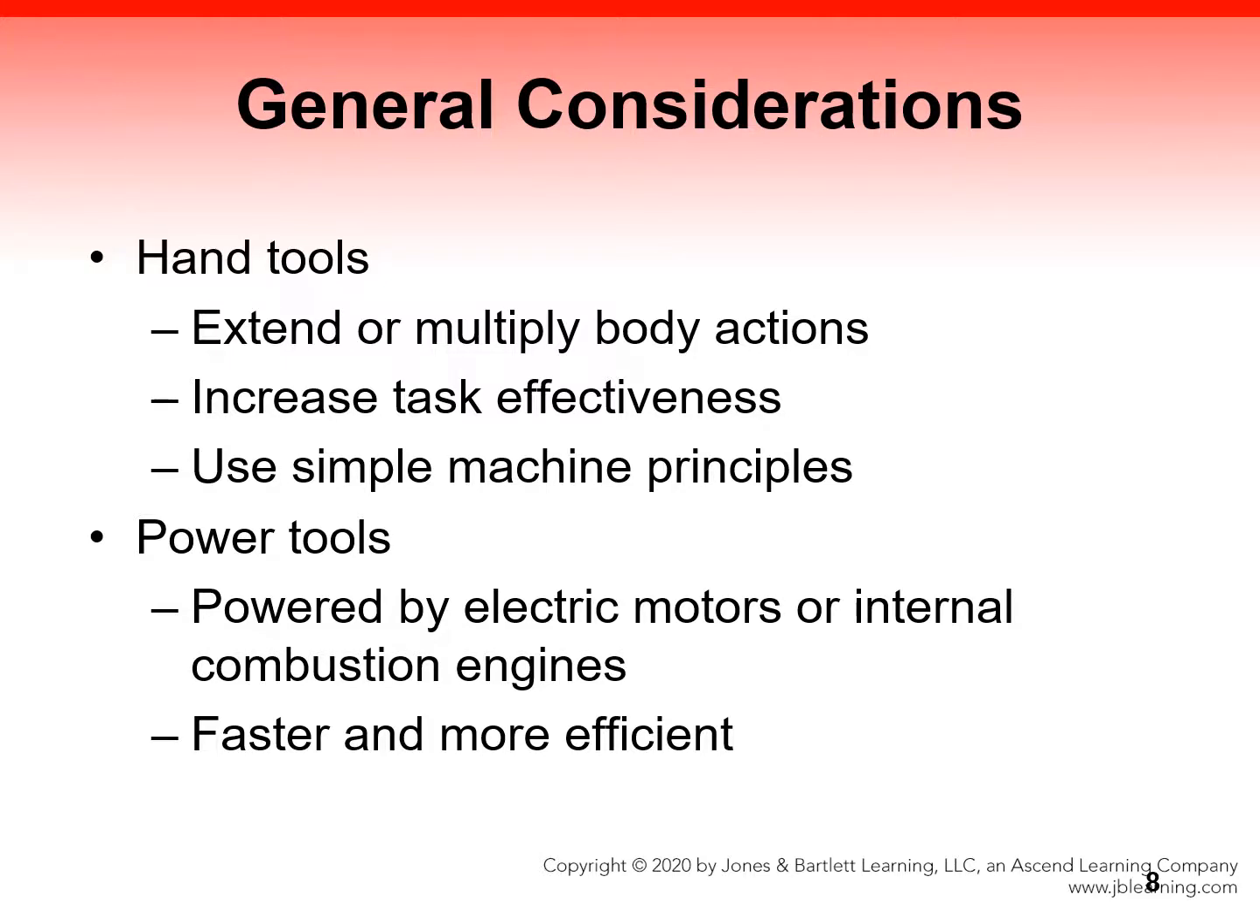Hand tools are used to extend or multiply body actions and increase the effectiveness in performing specific functions. Hand tool operation uses simple machine principles. A pike pole extends reach and allows ceiling penetration and pull down. An axe multiplies the cutting force exerted on a given area. Power tools and equipment use an external source, such as electric motors or an internal combustion engine, and are faster and more efficient than hand tools.